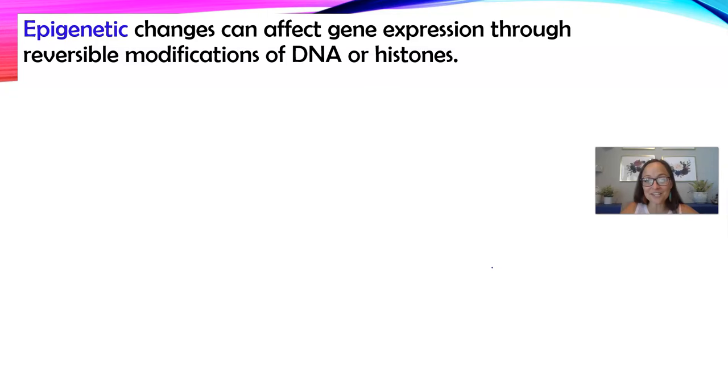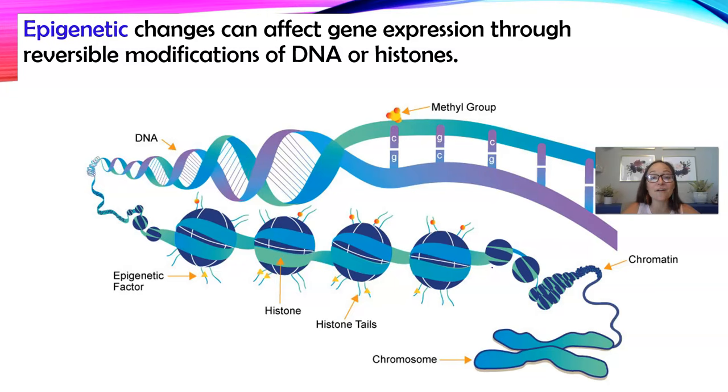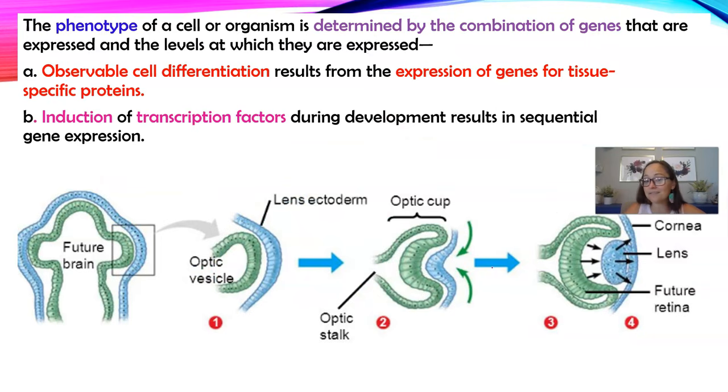We also have epigenetic changes, which can affect gene expression through reversible modifications of DNA or histones. With epigenetics, we have histone acetylation that can cause the chromatin to unwind or loosen, which would be called euchromatin. And then methyl groups can also be added to our DNA, which would create heterochromatin. When DNA is methylated, it is basically turning off gene expression. You can watch more in my eukaryotic gene regulation video.